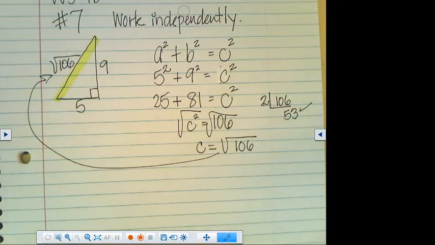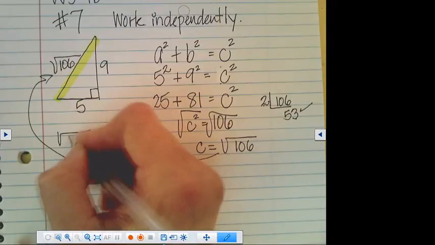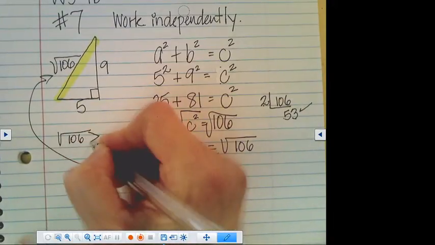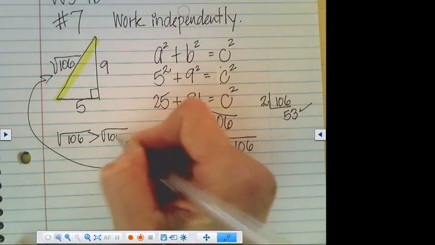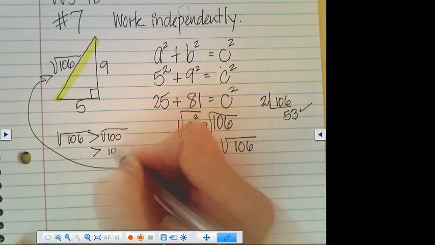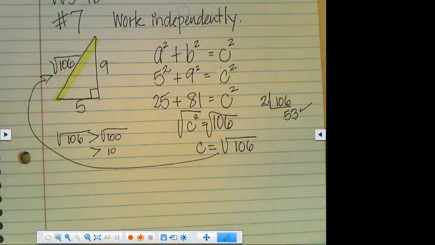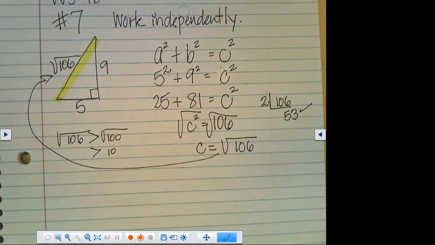It is larger than 9. But it's also a tad larger than what? 10. Yes. That square root of 106 is definitely a tad larger than the square root of 100. So it's a tad larger than 10, right? Okay, so does that answer make sense? Yes, that answer makes sense.